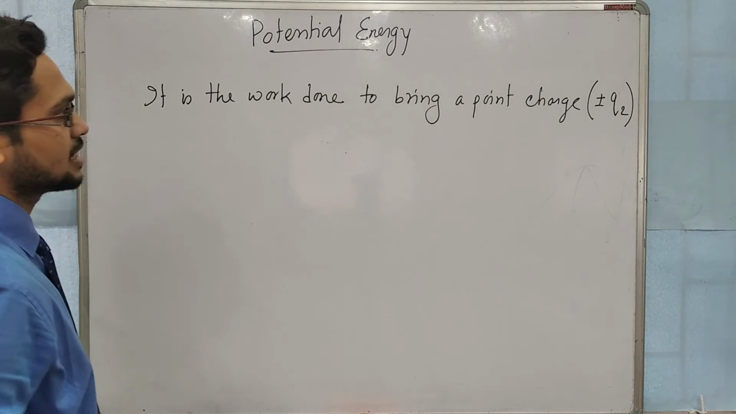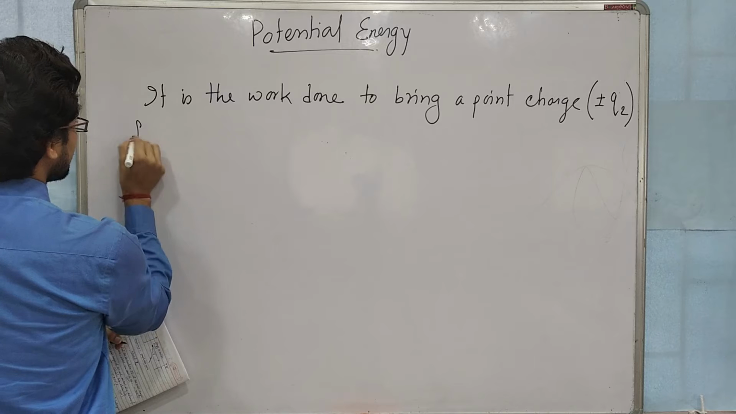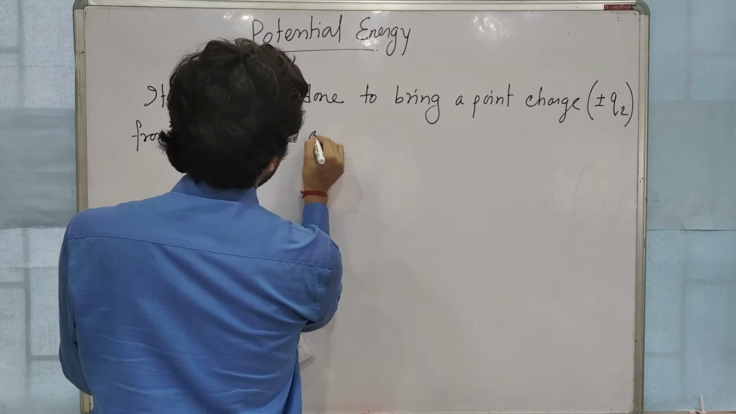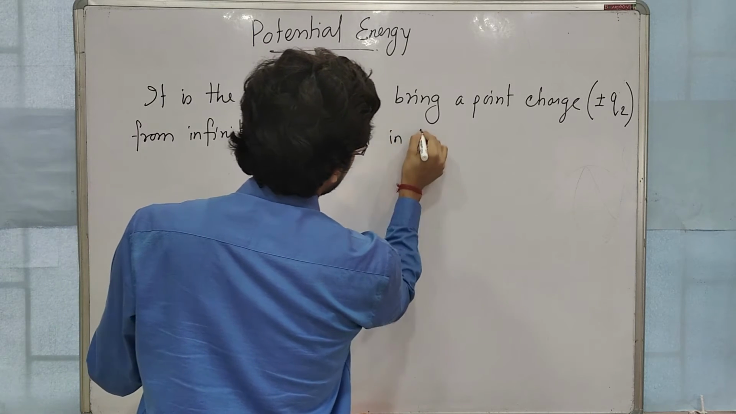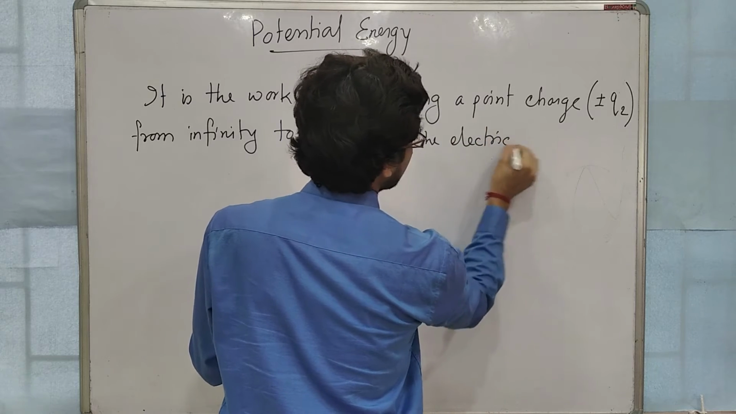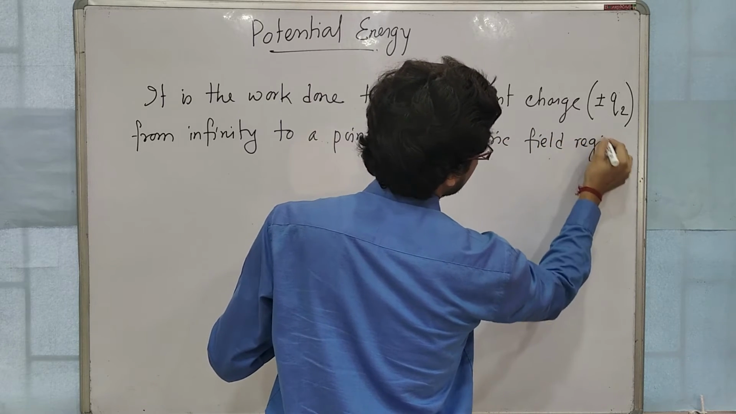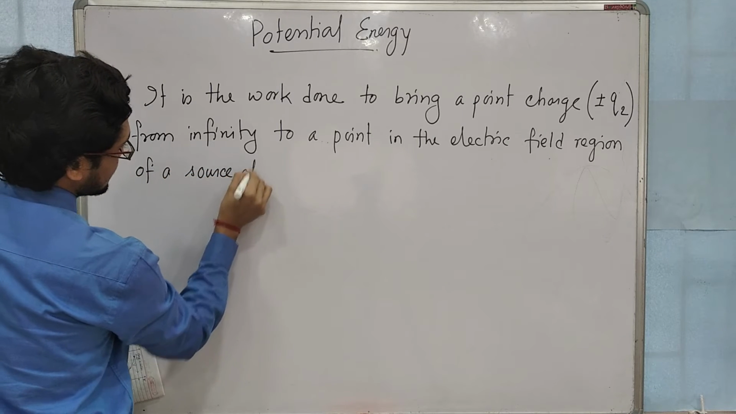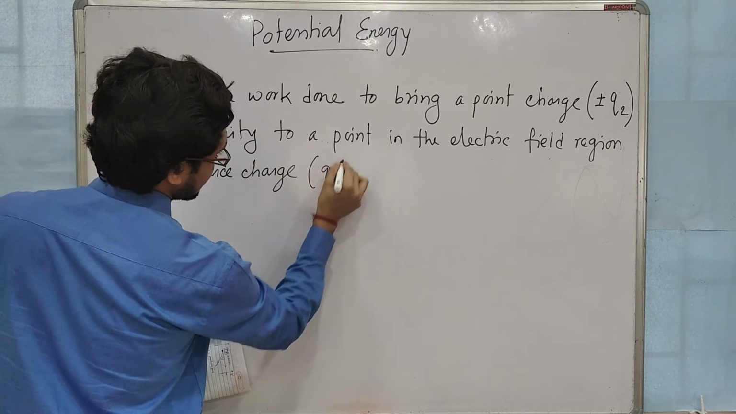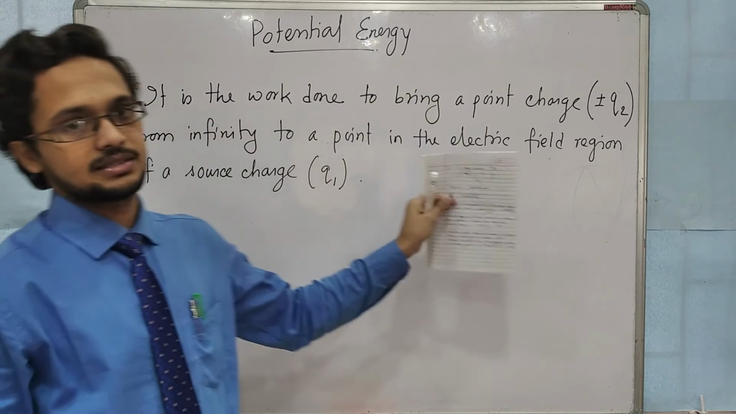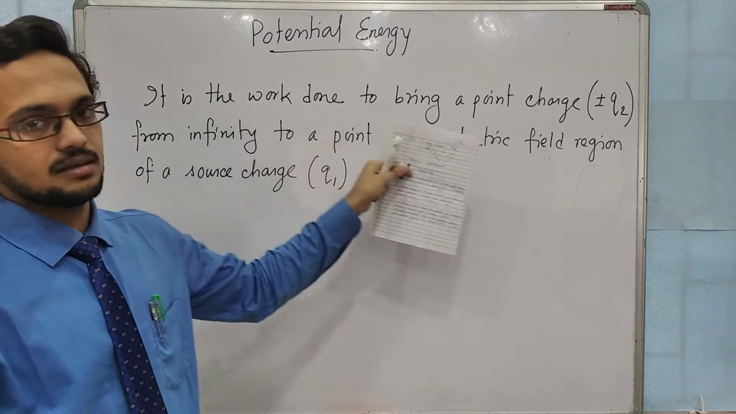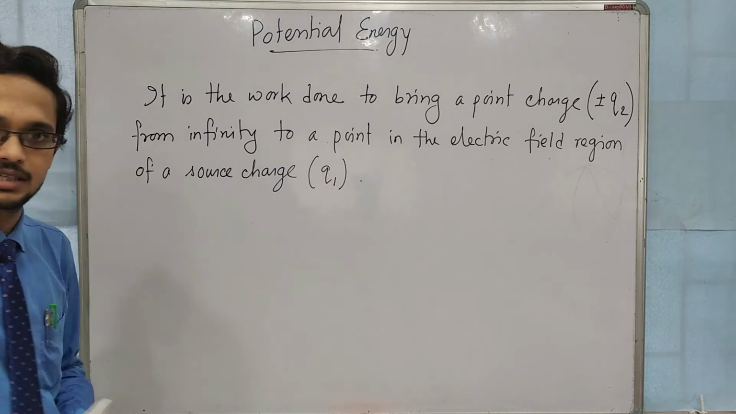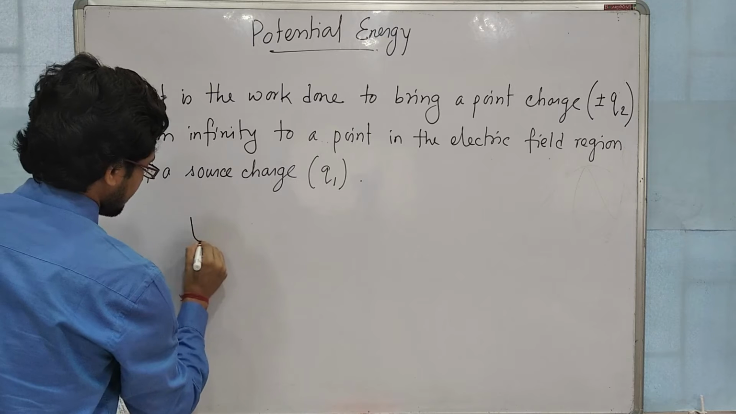So it is the work done to bring a point charge, not unit positive charge, from infinity to a point in the electric field region of a source charge, suppose I am taking it Q1. And it is denoted by capital U.